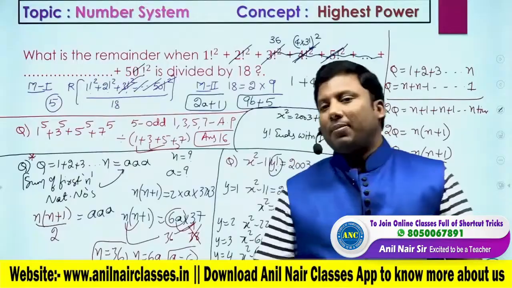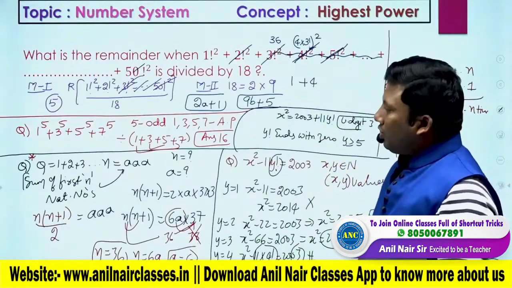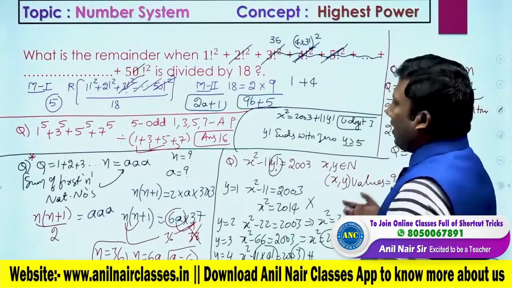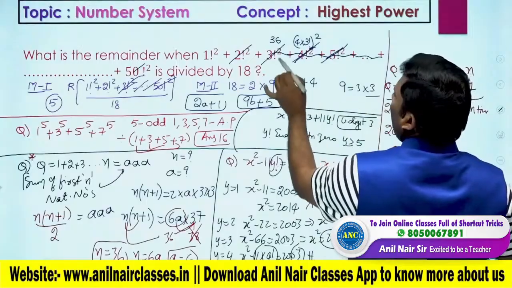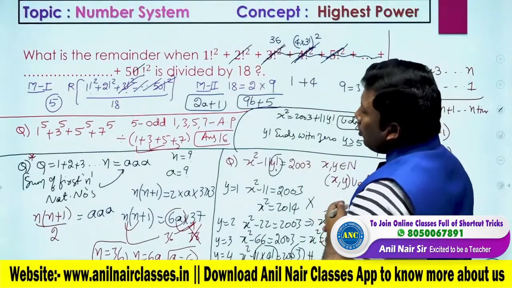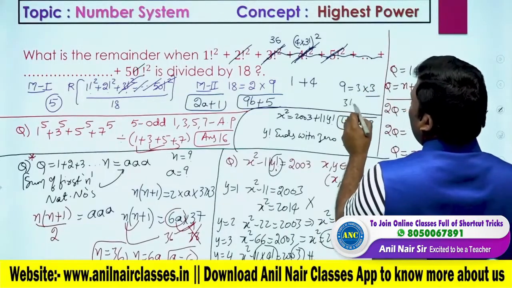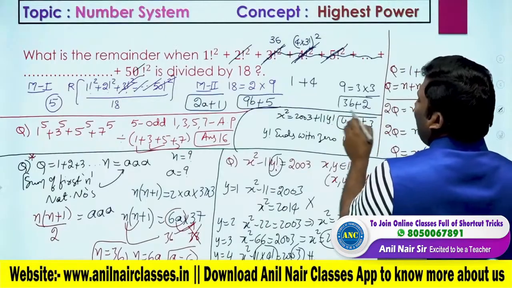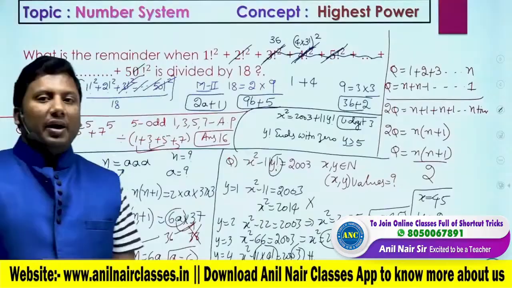When you divide a number by 18, you will get all the possible remainders from 0 to 17. Or you can go further. 9 can be written as 3 into 3. This is perfectly divisible. 2 factorial is 2, 2 square is 4, 4 plus 1 is 5. 5 when divided by 3, 3 ones are 3, remainder 2.